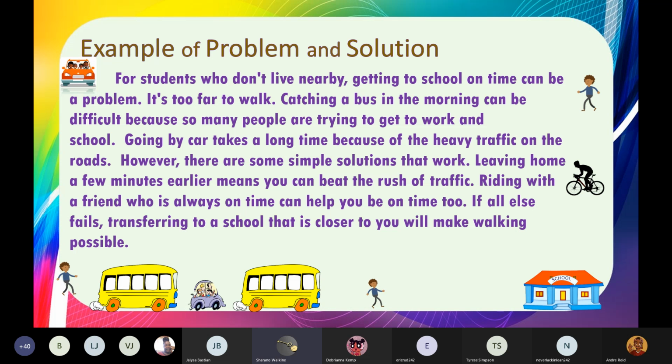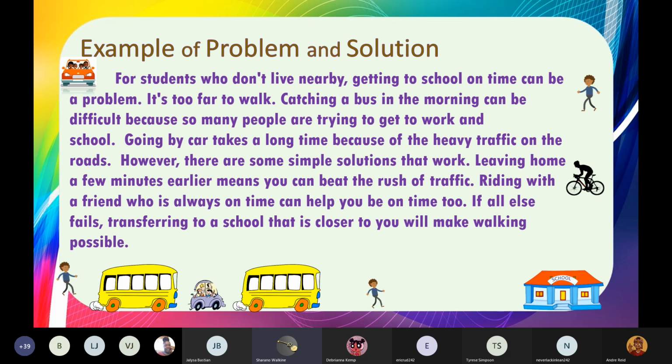Those of you who are saying, "I like to complain about problems and not offer a solution." Right? For students who don't live nearby, getting to school on time can be a problem. It's too far to walk. Catching a bus in the morning can be difficult because so many people are trying to get to work and school. Going by car takes a long time because of the heavy traffic on the roads.